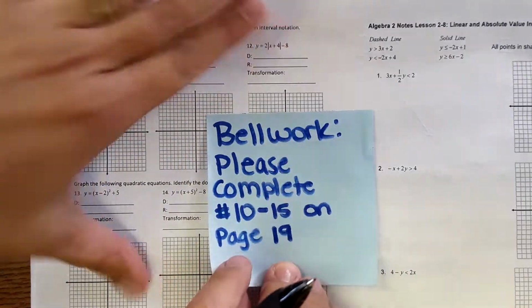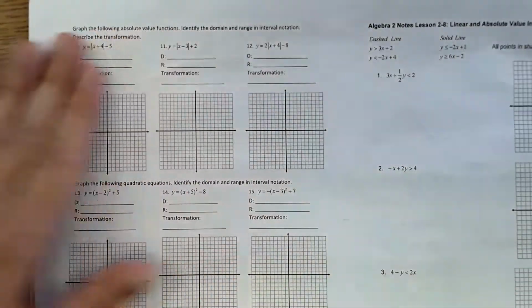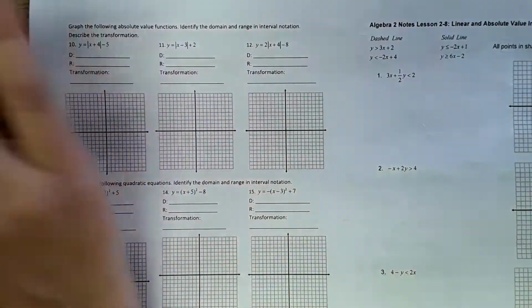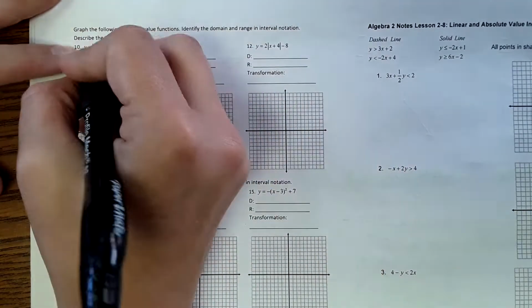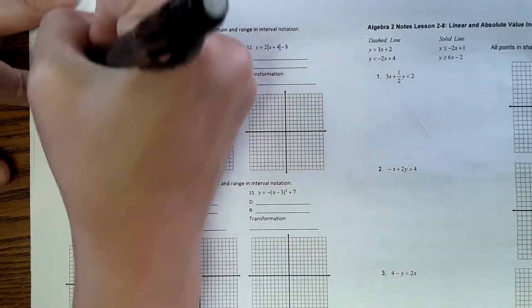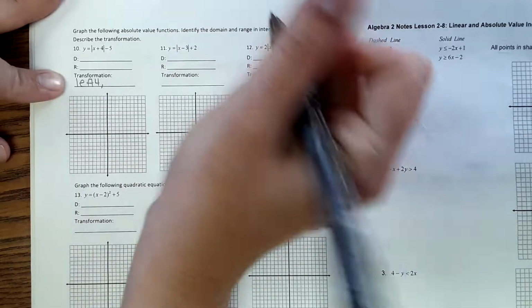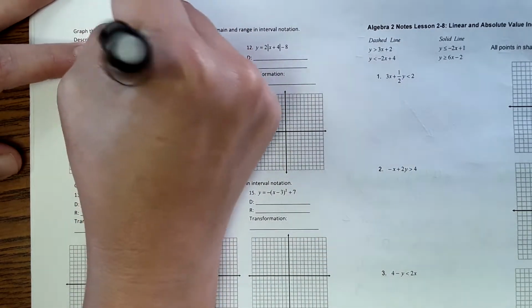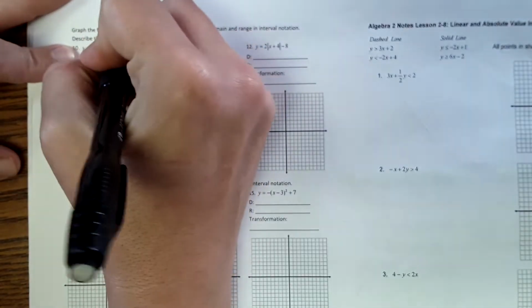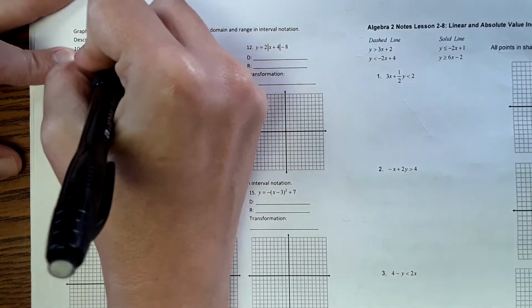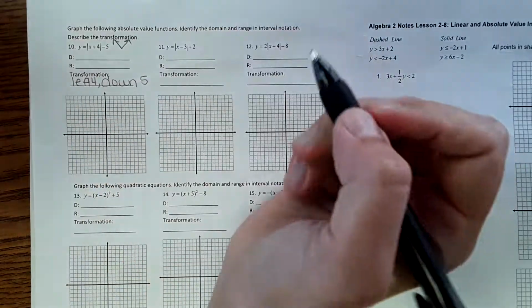Okay, so this is for row work, these 6 problems. If you've started number 1 or if you need help getting started with number 1, I'll go ahead and get that started. So plus 4 means to the left 4, and then minus 5 is down 5.